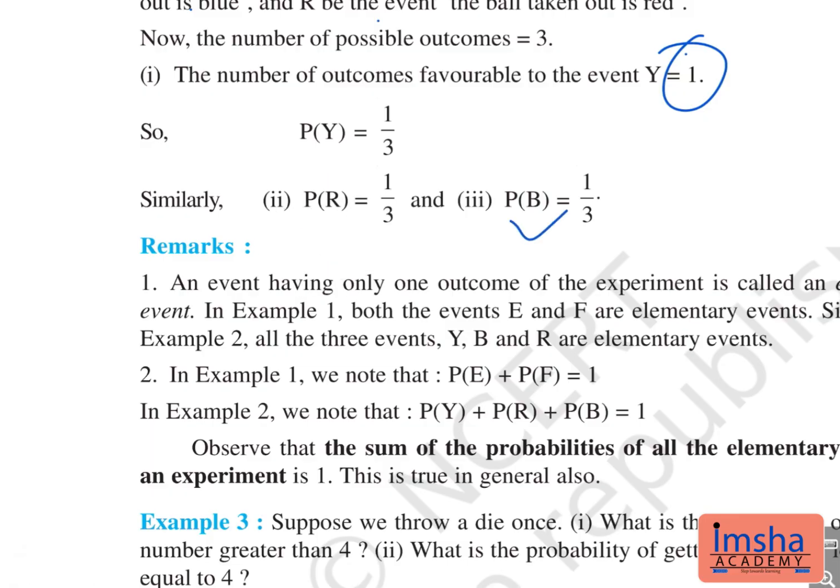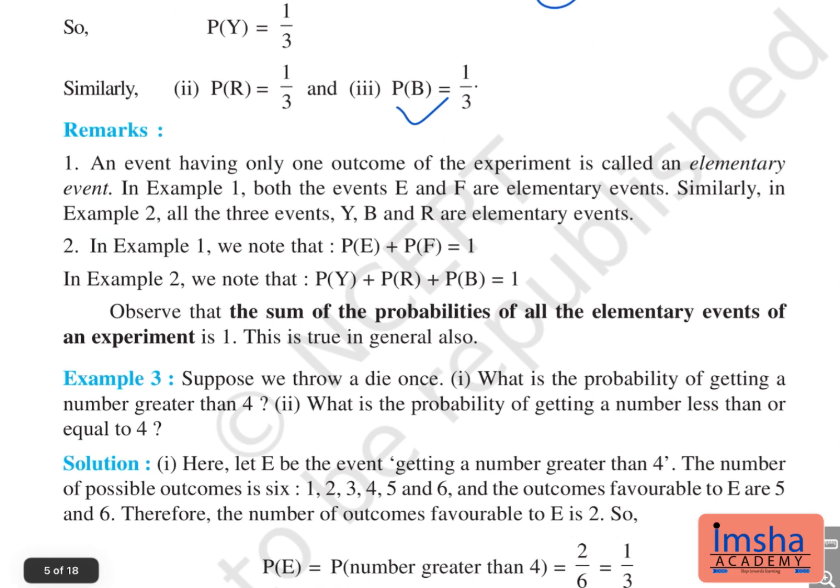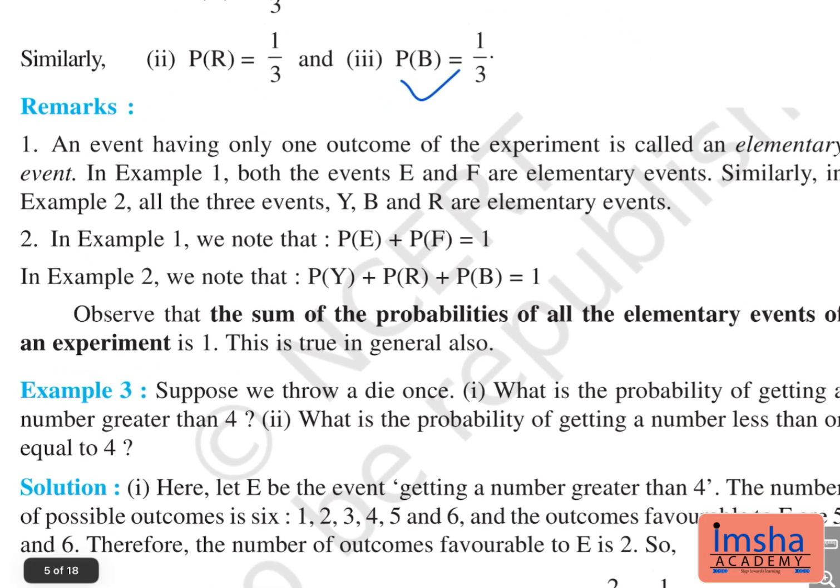So 1 by 3, 1 by 3, 1 by 3. Okay. P of E plus P of S is equal to 1. In example 1, as I said, when we counted the probability of both head and tail, we got 1.